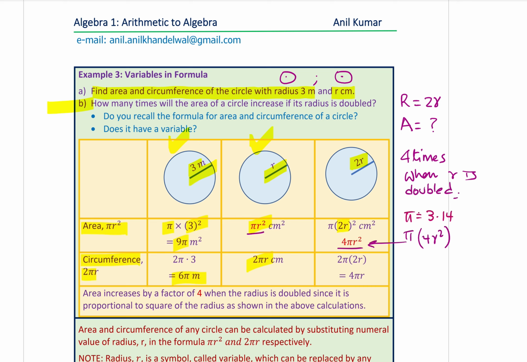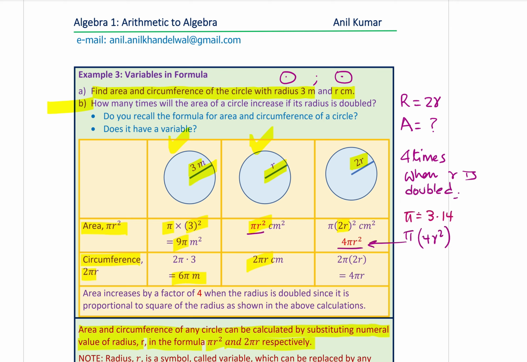And in this particular example, you also saw how from the given formulae, which have variables in them, substituting values helps us to give a perfect answer, and with variables also we get relations. Correct. So let's conclude. Area and circumference of any circle can be calculated by substituting the numerical value of radius r in the formula pi r square and 2 pi r respectively. That is what we did in this particular case.